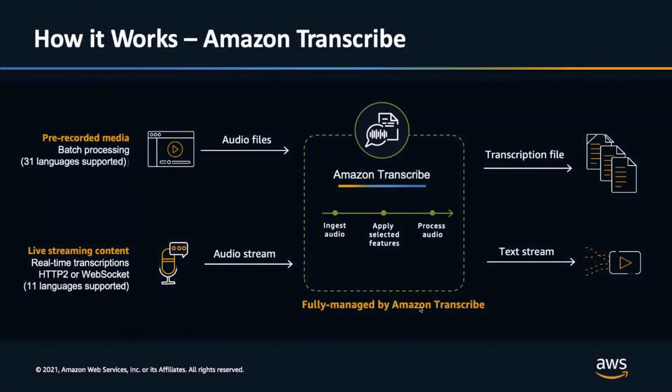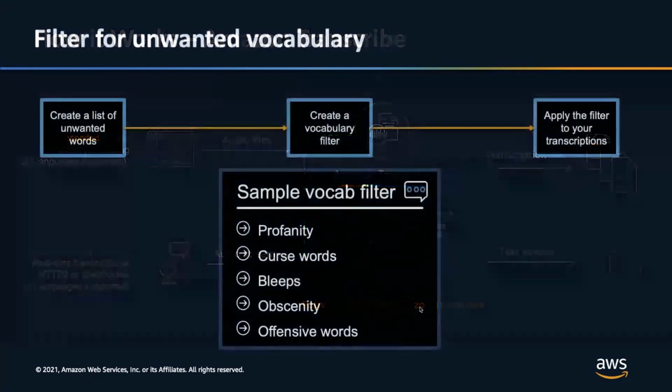And so Transcribe has two modes. You can use it in batch processing mode, where 31 languages are supported. Here the idea is it's pre-recorded media or audio files, which can be used from S3, and then you can get the transcripts out. Or you could also use live streaming transcription, where we support HTTP2 or WebSocket, and we have 11 languages there. In both cases, you can apply the features that we discussed.